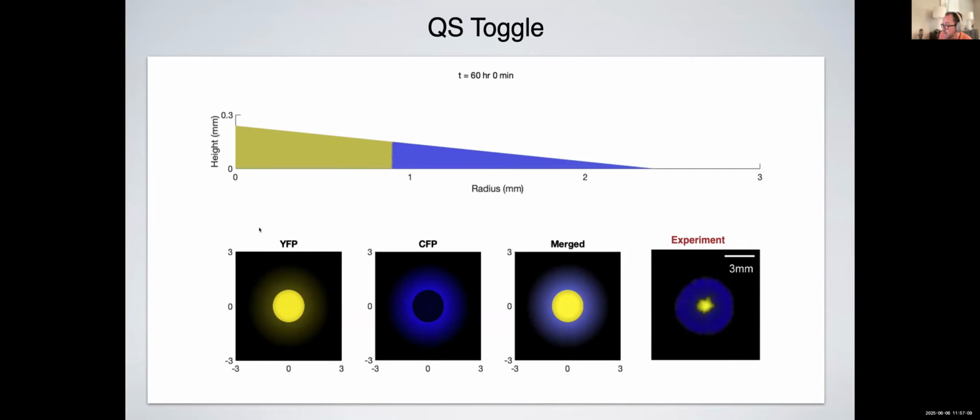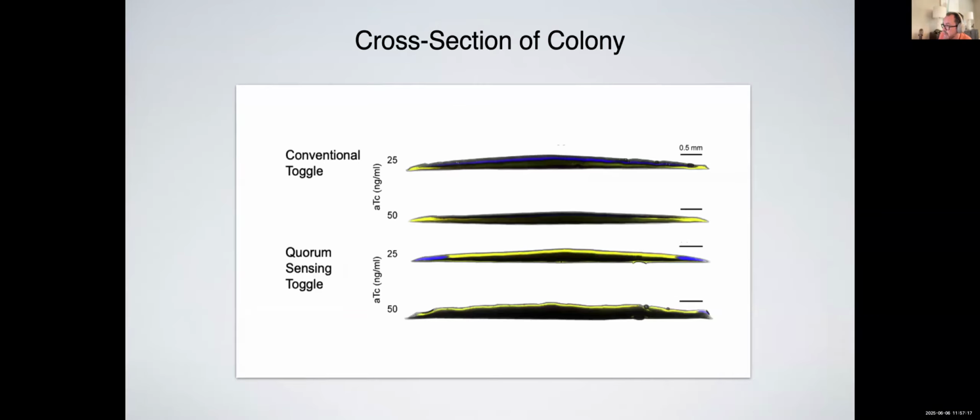And so that was a prediction, and it took us quite a while, but Barbara, who was the experimental collaborator on this, was actually able to cut these colonies and fix them and essentially test this hypothesis. And you see something very similar, right? It's not as strong here, but if you cut the colonies across, in a conventional toggle, you see predominantly blue cells at the top and yellow cells towards the bottom. And in the quorum sensing toggle, you do see the blue cells towards the sides and the yellow cells towards the middle, right? And as the model predicted.